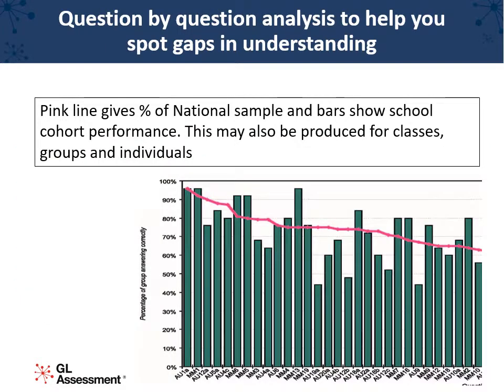A popular report with classroom teachers is this question-by-question analysis, showing under and over performance of a group compared with the national sample. The green bars represent the group's performance on particular questions, and the pink line is performance on those questions for the national sample. This allows teachers to easily target intervention for groups.